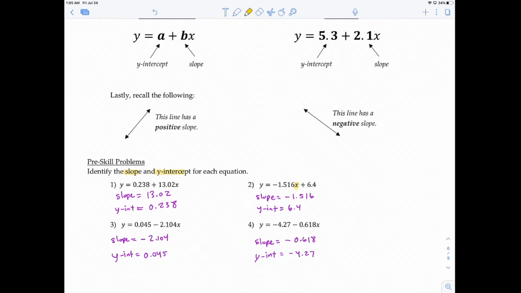All right, so for 3 and 4, again, you always want to see where x is. Locate the x, and then the number in front of x is your slope. So in this case, again, always take the sign into account. Negative 2.104 is the slope, and then positive 0.045 is the y-intercept. And then for this one, again, here's x. The slope is negative 0.618, and the y-intercept is negative 4.27.